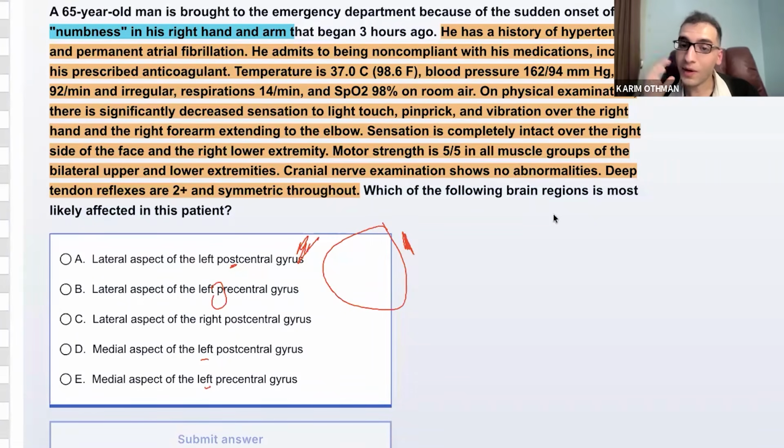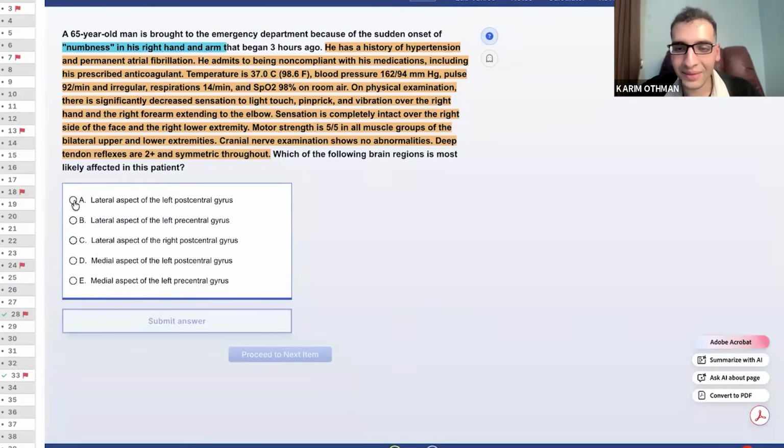Okay. So some of us are saying maybe it's post central, maybe right. Okay. So I will give you a fact. Do you remember our way to remember it? This is sensory, right? Numbness is sensation. So which one is sensory? The one that has R is sensory or motor, and the one that has S is sensory or motor. That's how I approach it, right? Perfect, amazing, guys.